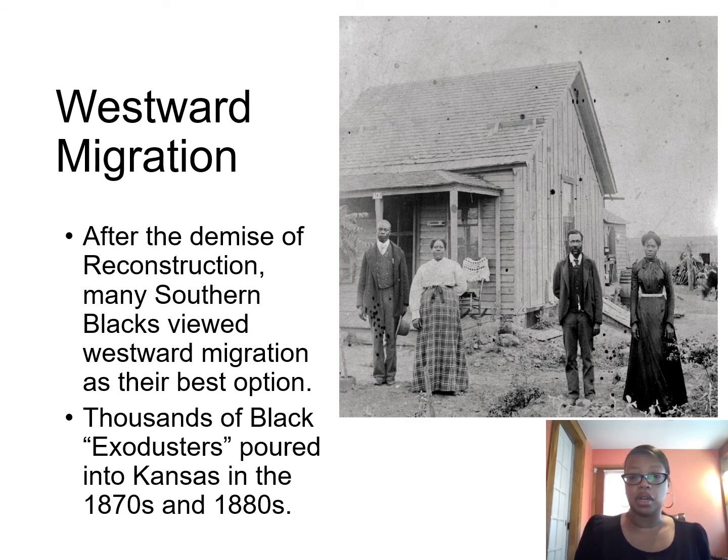After the demise of Reconstruction, many Southern Blacks say, okay, well, maybe moving west is my best option. Staying in the South is not safe, and we have no opportunities here. So many decide to move west. So thousands of Black exodusters poured into Kansas in the 1870s and 1880s. They were known as exodusters because of the Exodus story from the Bible, in which the enslaved head to the promised land where they can become free. So that is how African Americans viewed their migration to the West, these formerly enslaved people seeking their promised land.